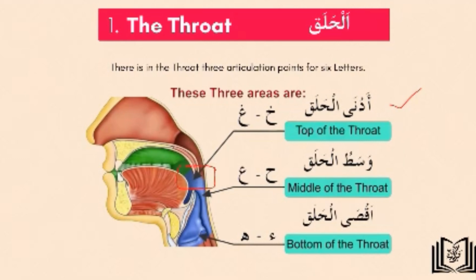Ghain. So when you are pronouncing these two alphabets, you will feel a slight vibration here. Kha, Ghain. The actual part is here. This is the top part of the throat. But when the pronunciation comes out, when you're releasing the alphabet out, you will feel the vibration here. Now, any doubt?